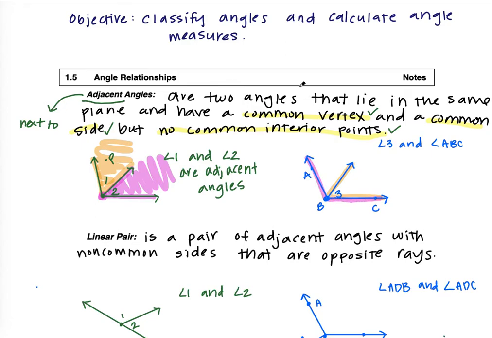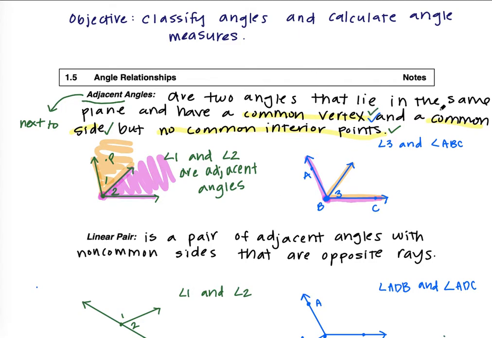Okay, so let's start by checking to see if the angles have a common vertex. Well, what's the vertex of angle 3? The vertex of angle 3 is just point B. Now what's the vertex of angle ABC? Same thing. It's point B. So they do share a vertex. They have a common vertex.